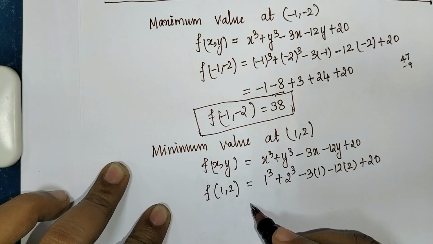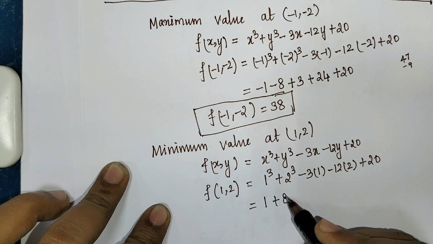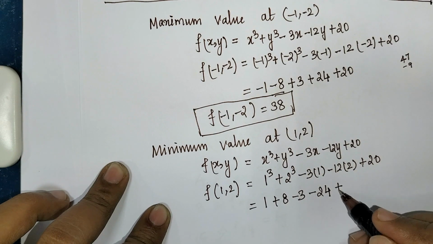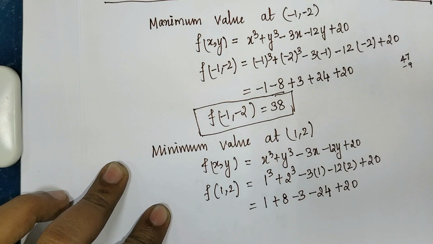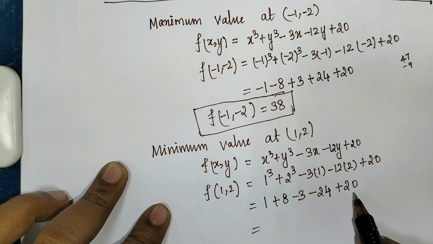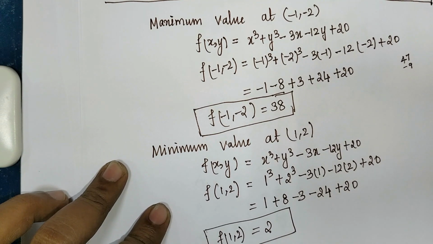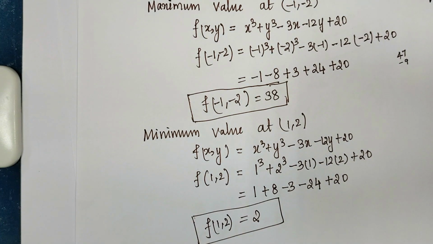Simplify this: 1 + 8 - 3 - 24 + 20. Okay, and add all the things. -27 plus 20, I will get -7. -7 plus 8, I will get plus 1. 1 plus 1, 2. The minimum value at the point (1, 2) is 2. So this is the way we have to find a minimum value and maximum value. Very simple one.